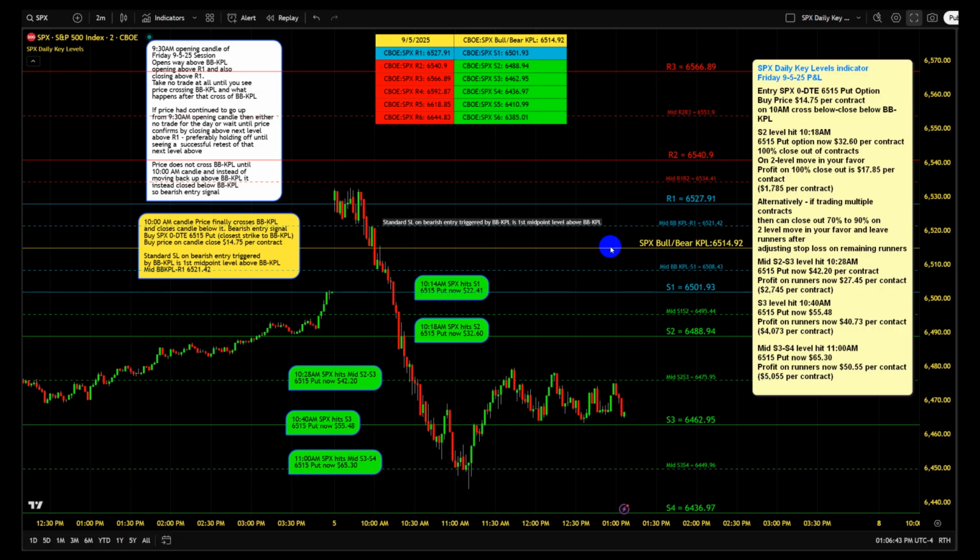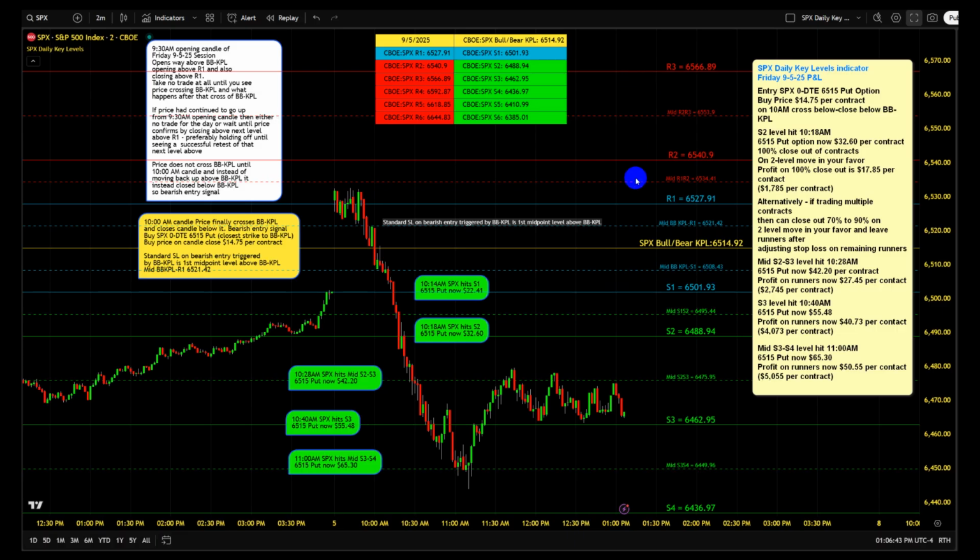Conversely, on a bullish entry triggered from a cross above and close above the BBKPL, your standard stop loss on that long trade entry is your first midpoint below, which is the mid BBKPL S1, which today is 65.0843.